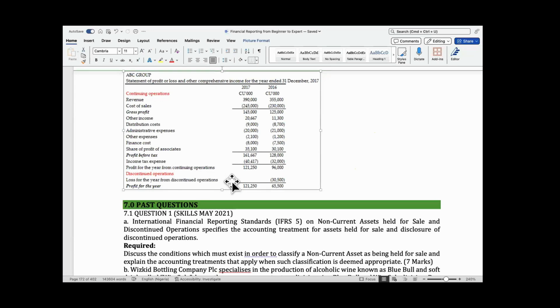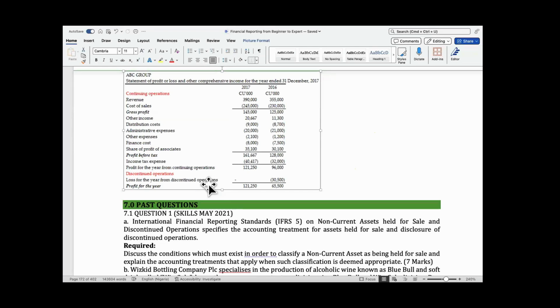So this is optional. You can decide to present all the revenue, cost of sales, and the way you have presented it for continued, you can decide to present it like that for discontinued also. But this is preferable: present a one-liner under discontinued operations that this is my profit or loss from discontinued operations. Then in the notes to the accounts, you can do the breakdown where you can have your revenue, cost of sales, and all of that.